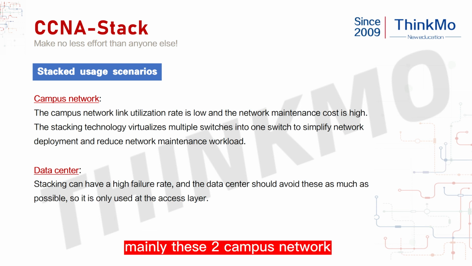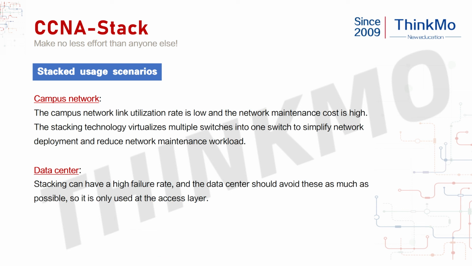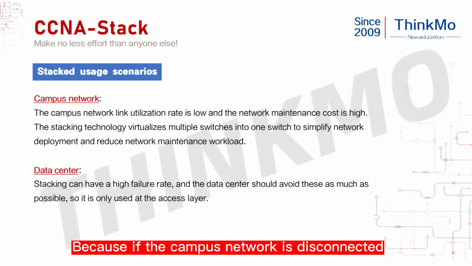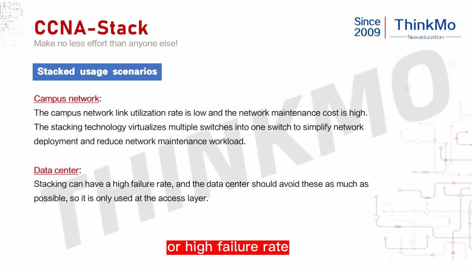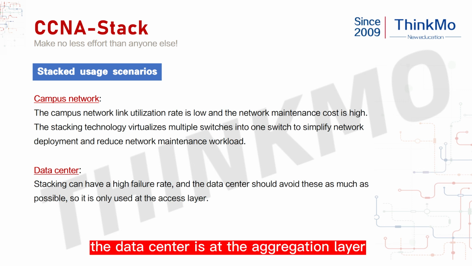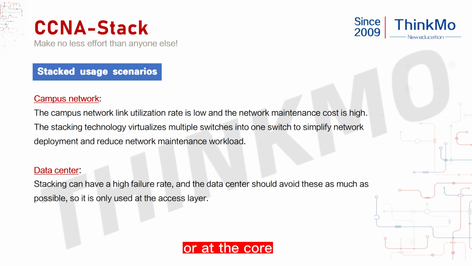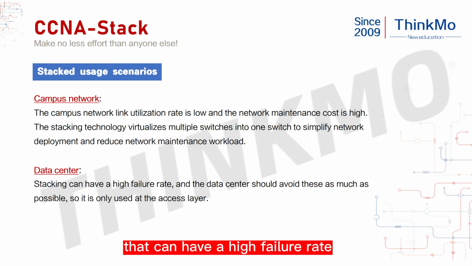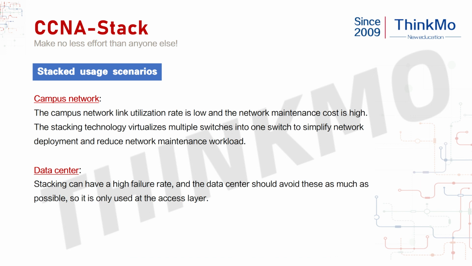Mainly these two. The campus network generally uses stacking, because if the campus network is disconnected or has a high failure rate, it's not particularly important. For data centers, at the aggregation layer or at the core, try not to use it, as it can have a high failure rate. We will also introduce this later.